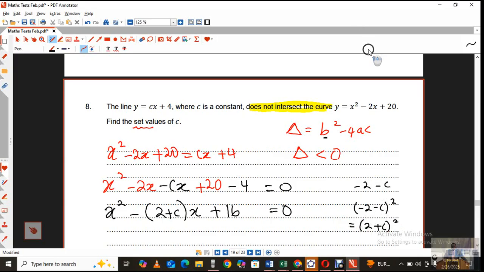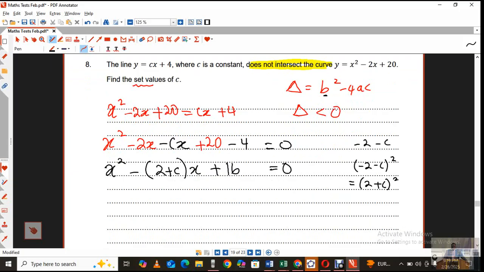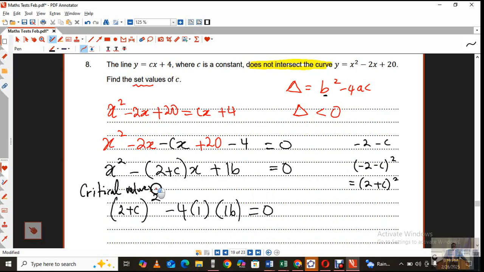Okay. So now I can determine what my b is. So I can go ahead and say, wait a minute. b is going to be 2 plus c squared minus 4 times a. Our a is 1 times 16. See, that is equal to 0 for now. The reason I'm saying it's equal to 0 is that I'm going to look for what are called critical values, the CVs.